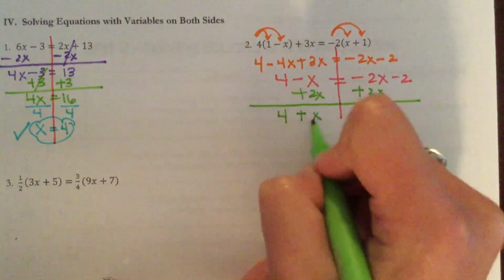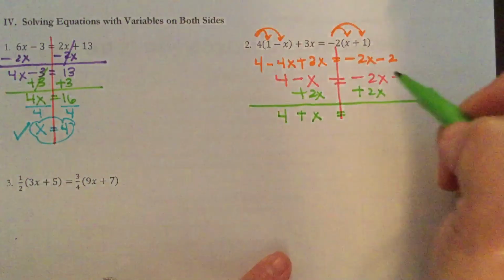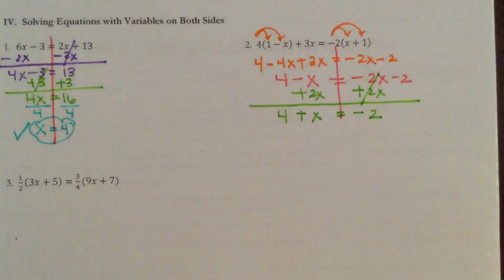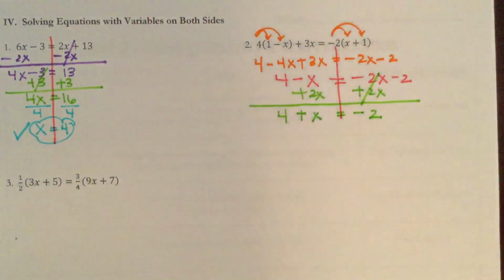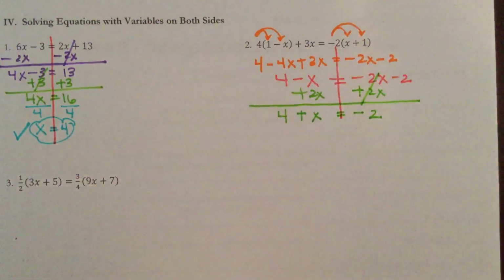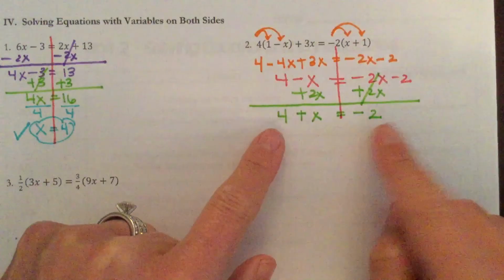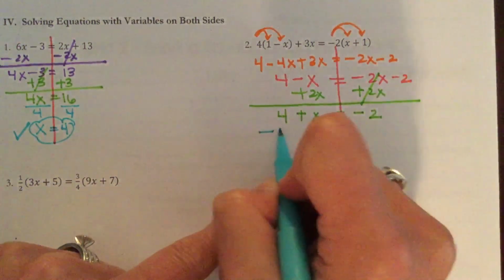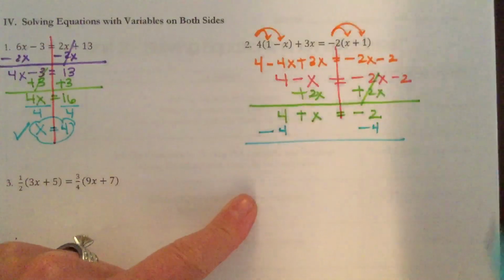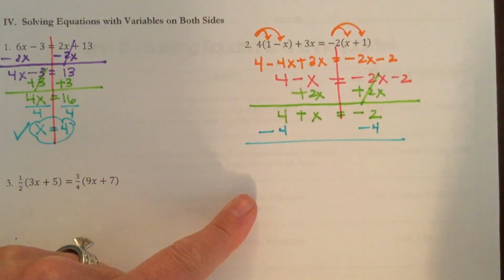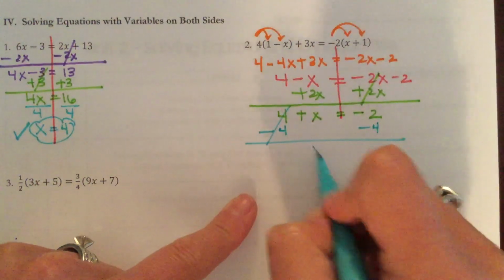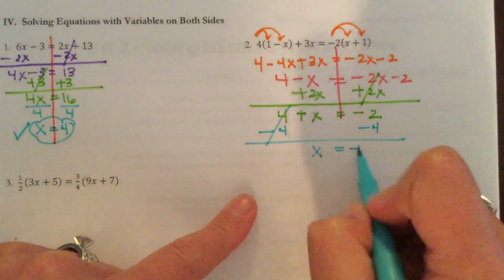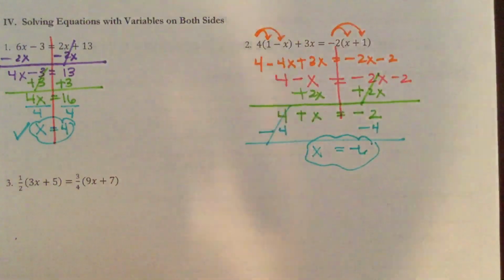-x and 2x make positive x. -2x and positive 2x cancel, and we're left with -2 over there. Again, continuing with the addition and subtraction to combine these things that are like terms, I am going to start getting the variable by itself. So I'm going to move the 4 from the left-hand side to the right-hand side. 4 and -4 cancel, so x is equal to -2, take away 4, which is -6.